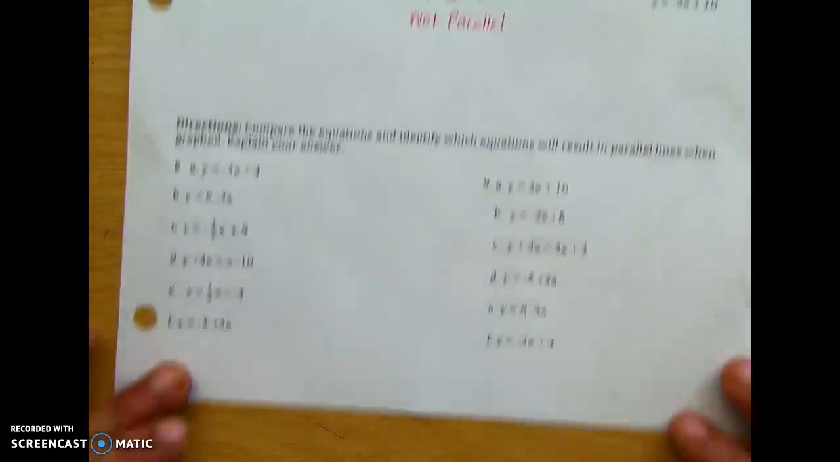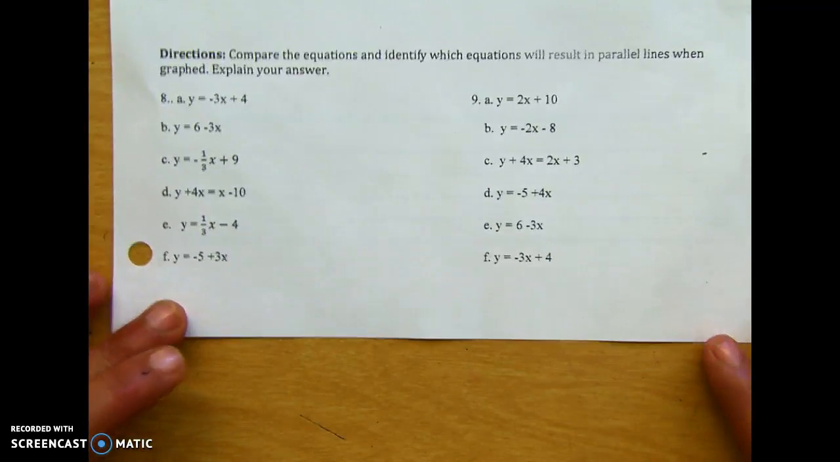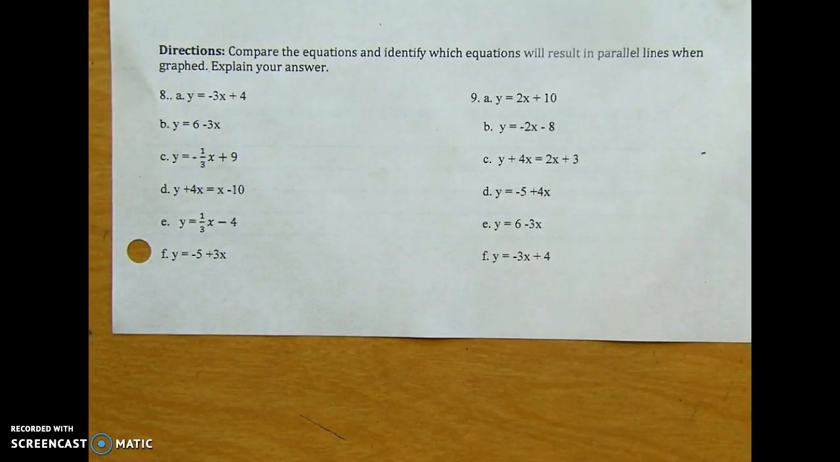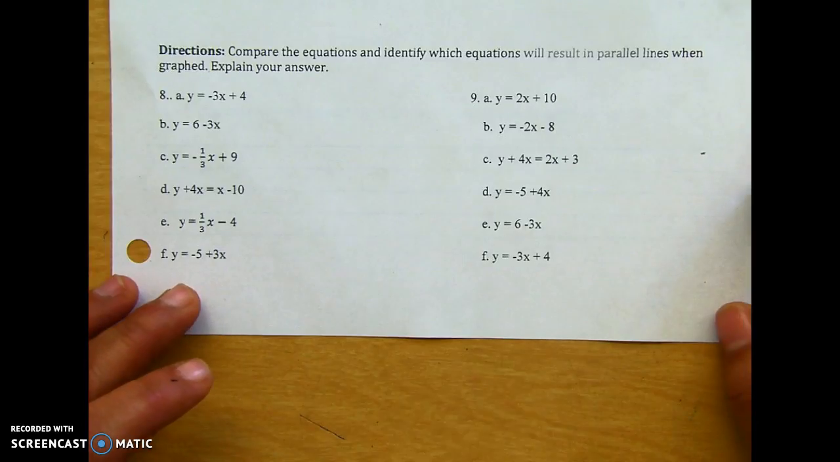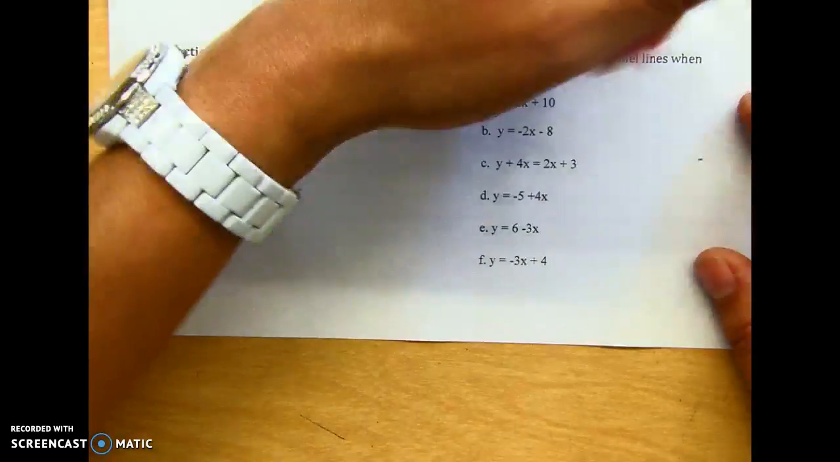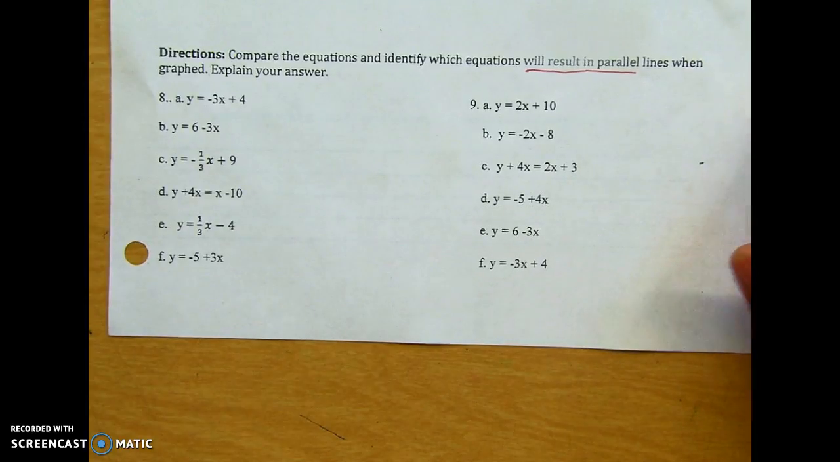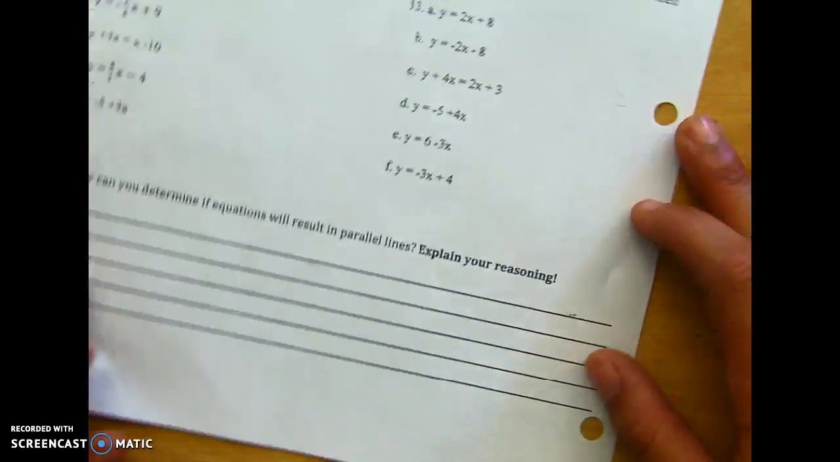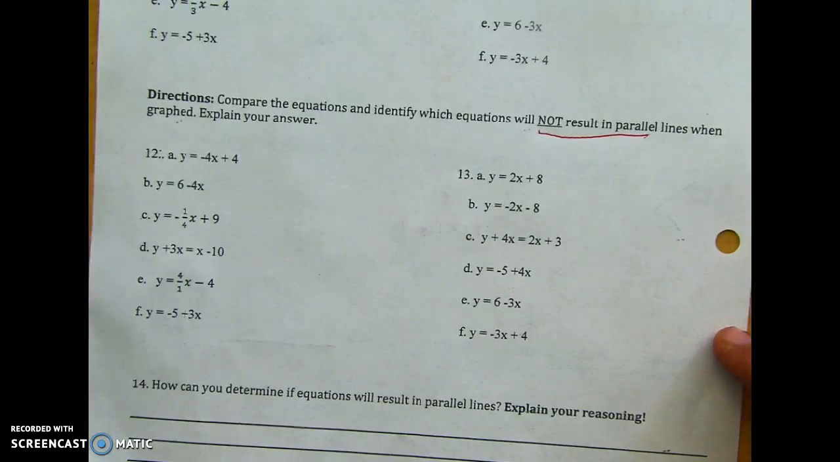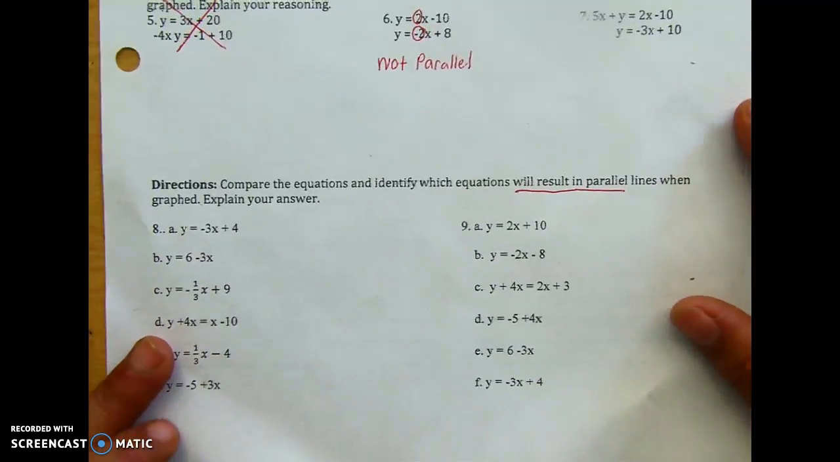And the last one I'm going to show you is where you're looking at multiple equations. You're going to mark the ones based on what the directions say. For 8 and 9, they're asking what will result in parallel lines. So which ones are? If you look at the back, these ones are which will not be parallel. Okay? So let me give you an example for 8, just so you know.